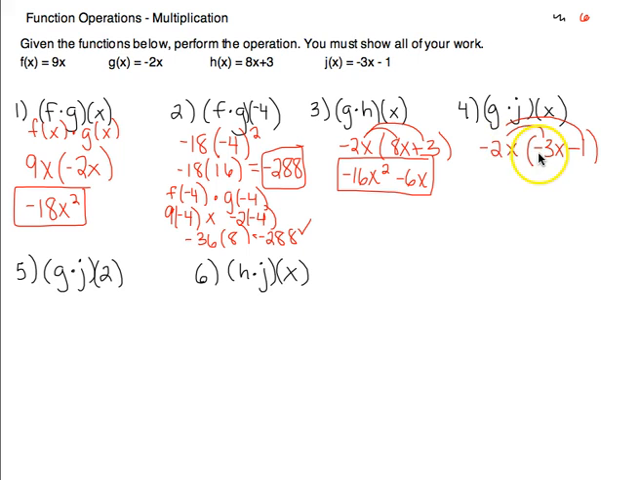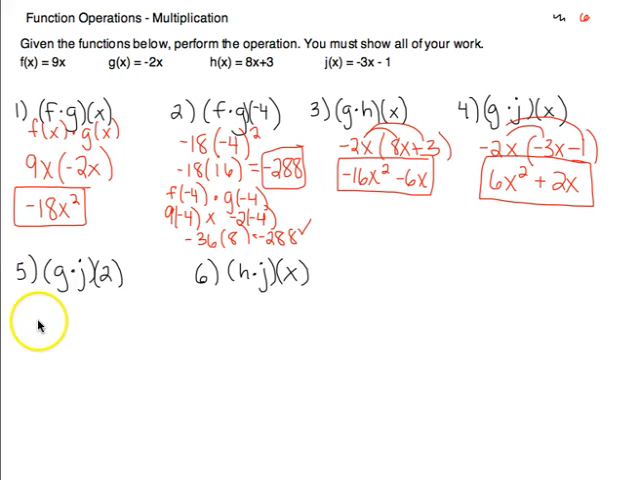So negative times a negative gives me a positive. So positive 6, x times x is x squared. And then negative 2x times negative 1 would give me positive 2x. So 6x squared plus 2x would be my answer there.